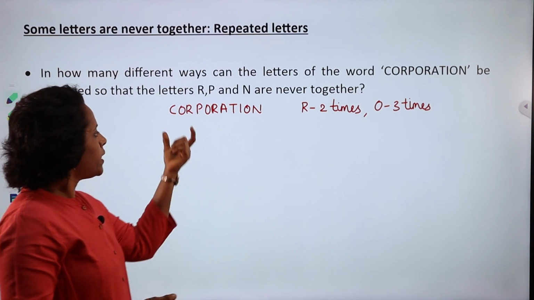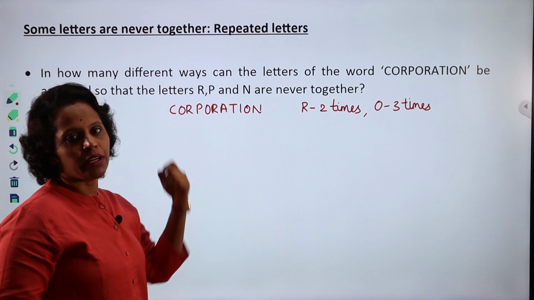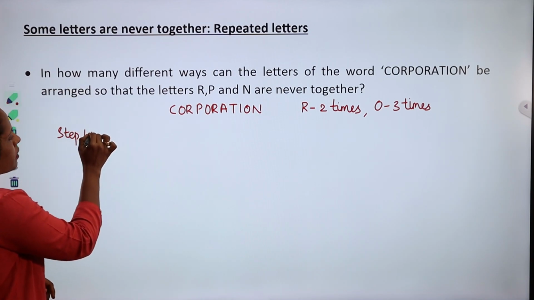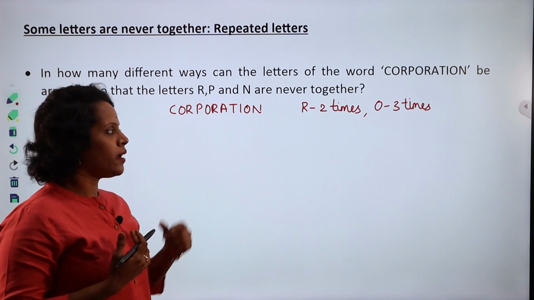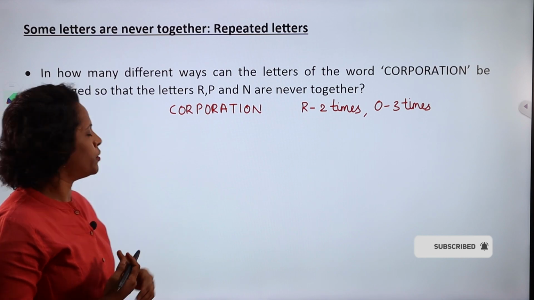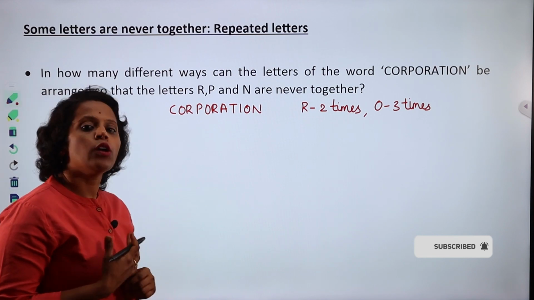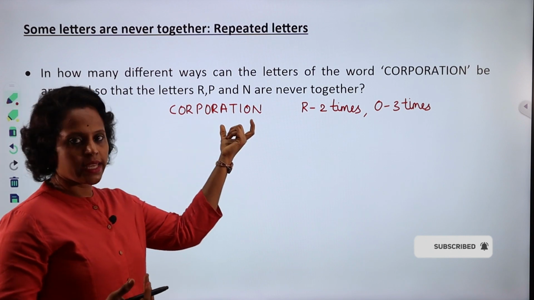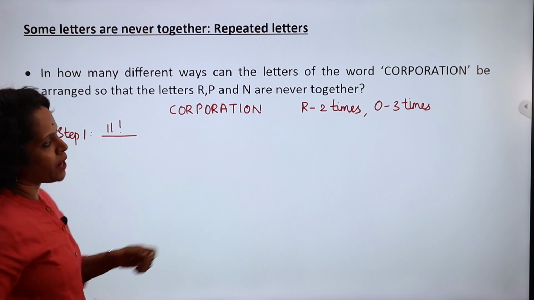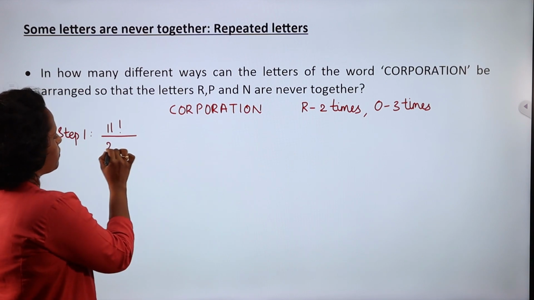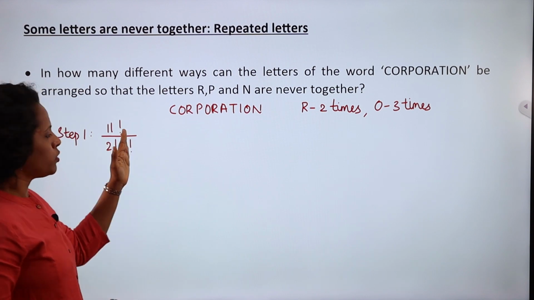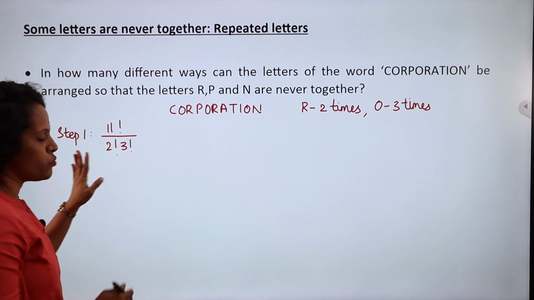Now, how many letter word is it? 3, 6, 9, 11. It is a 11 letter word. The step 1. Don't get scared seeing 11-letter word, okay? The same 3-step procedure has to be followed. Step 1 is total number of words that can be formed using the 11 letters. That will be 11 factorial divided by R is repeated 2 times. So 2 factorial, O is repeated 3 times, 3 factorial. I'm not going to simplify this, let it be this way.